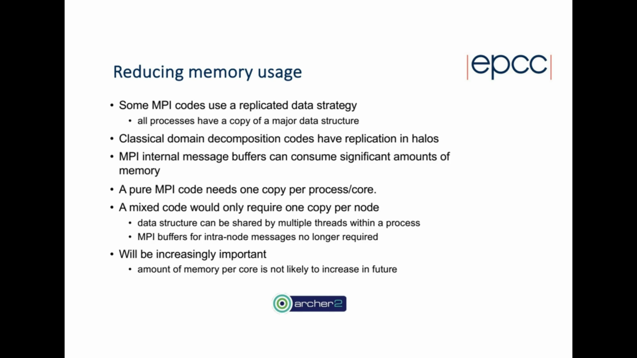So first of all, reducing memory usage. Some MPI codes will use some sort of replicated data strategy for some data structures, so you end up with all the MPI processes having a copy of some major data structure. Even if you do very classical domain decomposition in MPI, there is still some data replication going on by having halo cells or ghost cells. At the boundaries between your domains, you have data which is replicated on neighboring processes.